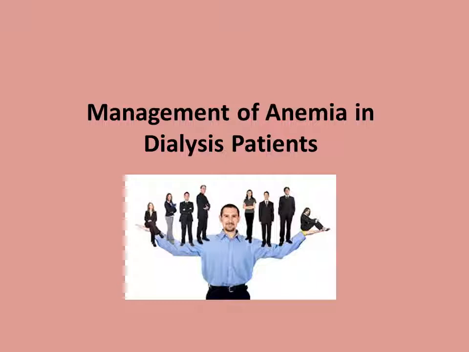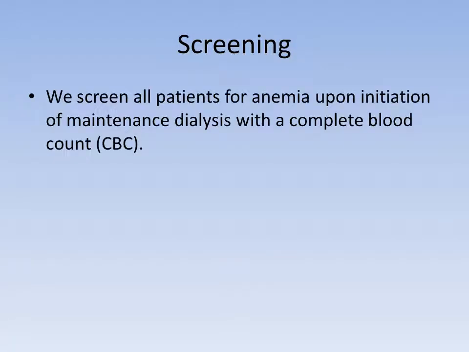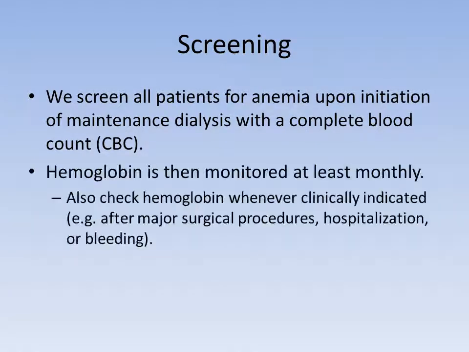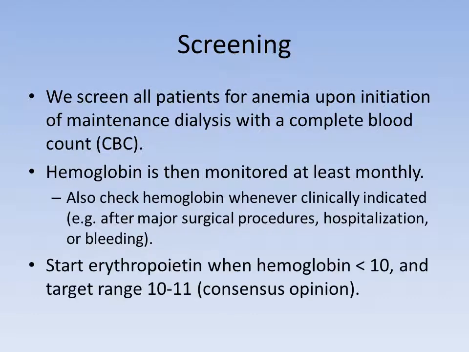Okay, so now let's shift gears and talk about the management of anemia. So we screen all patients for anemia upon initiation of dialysis with a CBC, or a complete blood count. Hemoglobin is then monitored at least monthly. Of course, we'll check it more often if it's clinically indicated, like the patient just underwent a surgical procedure, or they just got out of the hospital, or they've had some bleeding. In general, we don't start erythropoietin until the hemoglobin is below 10. And we shoot for a target range of 10 to 11 based on consensus opinion, although the optimal target hemoglobin for erythropoietin dosing is not exactly known.